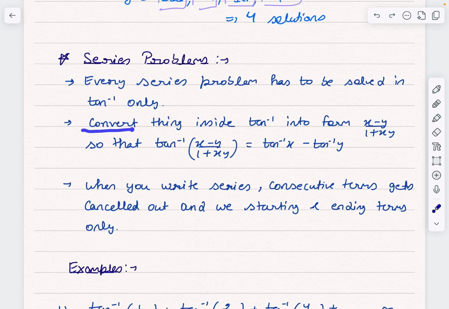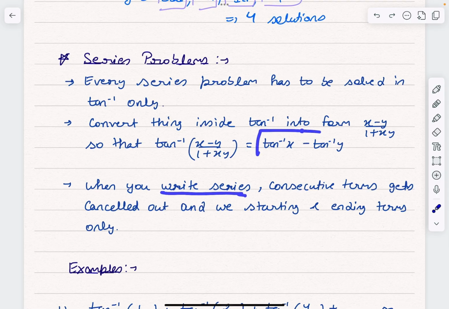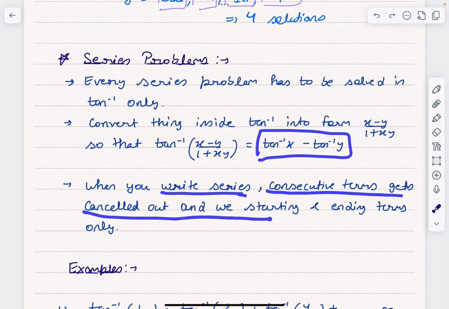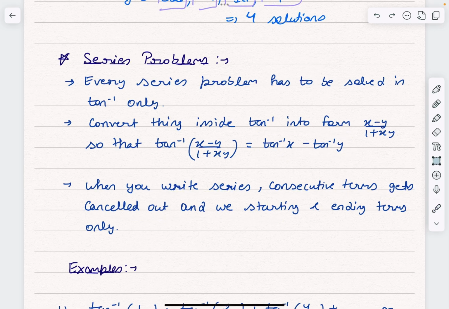Next, convert the thing inside tan inverse into the form (x - y)/(1 + xy), so that tan inverse of (x - y)/(1 + xy) we can write as tan inverse x minus tan inverse y. I hope it makes sense. Now, when you write the series like this, you will see the consecutive terms get cancelled out, and we get the starting and ending terms only.